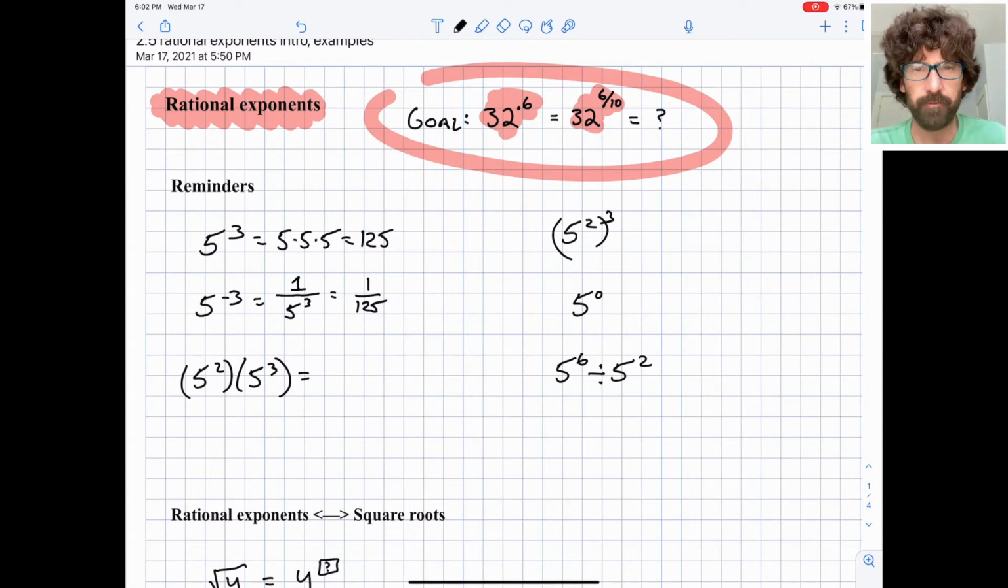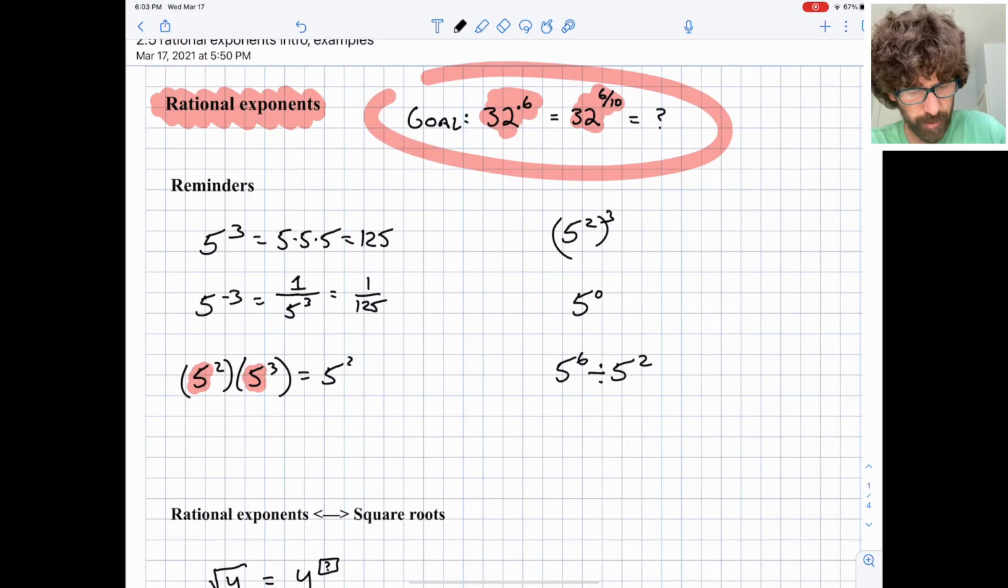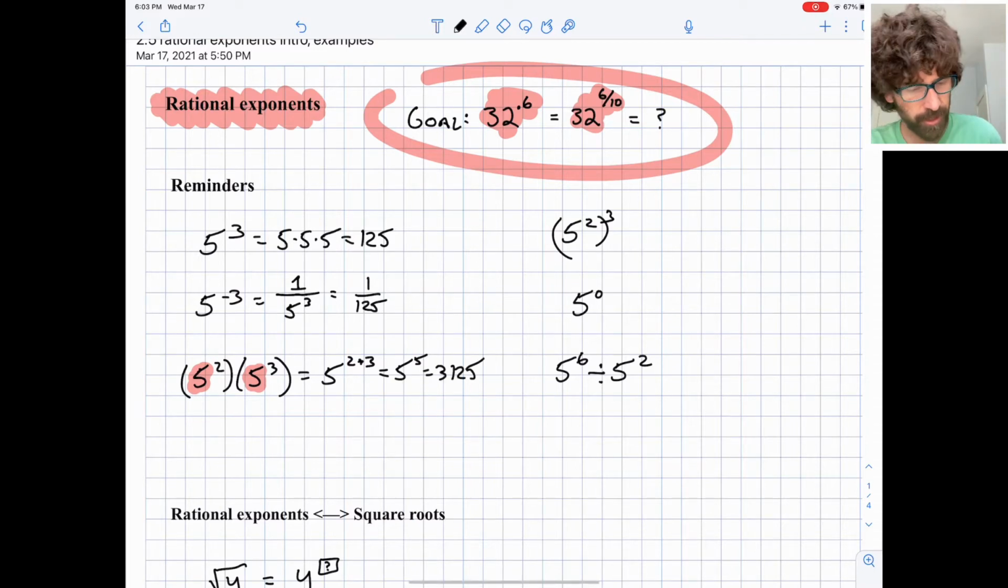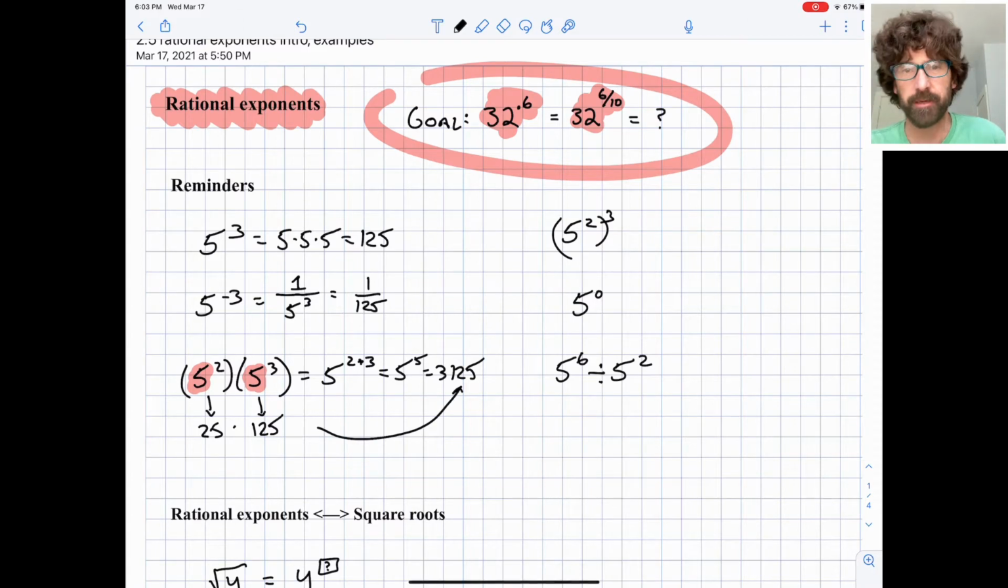Another reminder about when we're multiplying powers with the same base, and so the requirement here is that the bases are the same, so the 5s are the same, and they could have the same or different exponents. But a reminder there is, in this case, we would add those exponents together, 2 plus 3, and we would end up getting 5 to the 5th, or I can't do that in my head, 3125. And you could check that. You could do 25, which is 5 squared, times 125, which is 5 cubed, and you would get the same answer.